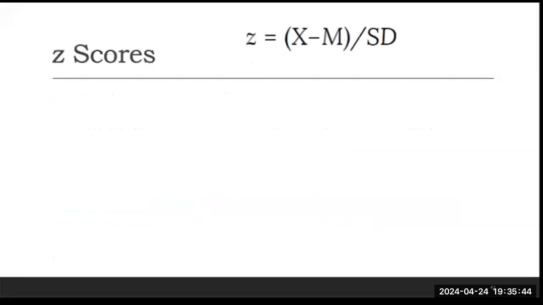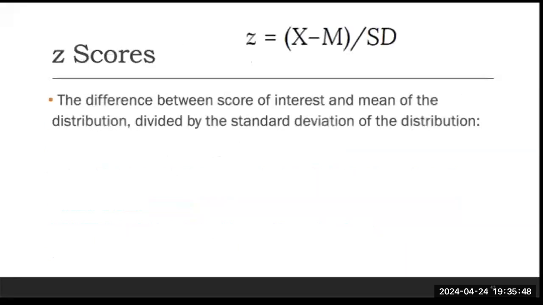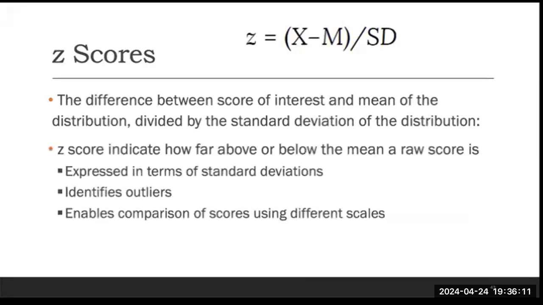Okay, another calculation that we are going to go over is z-scores. So there's the formula for a z-score. A z-score is simply the difference between a score that you're interested in and the mean of the distribution. So X represents the score you're interested in, and M is the mean of the distribution. Then you divide it by the standard deviation of the distribution. It's a really useful score because it helps us to compare scores on different scales.